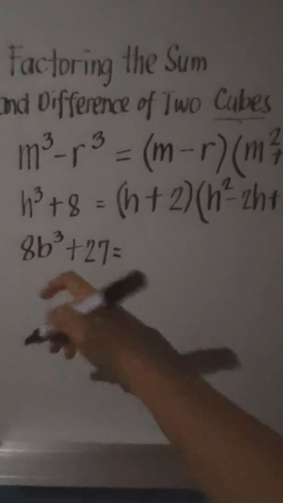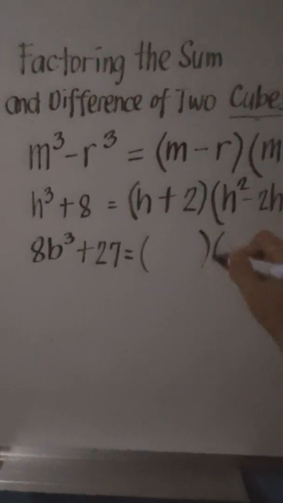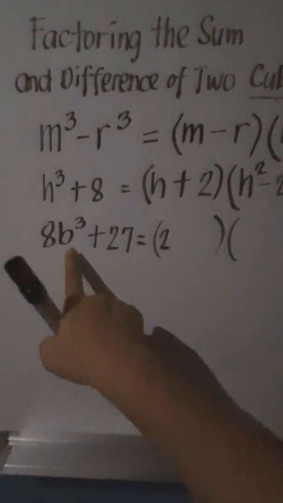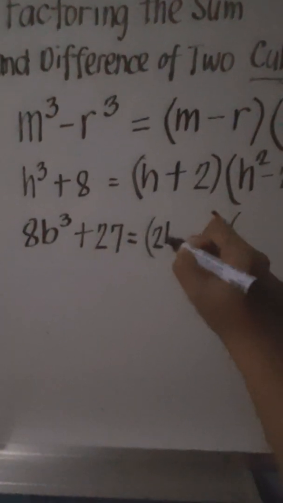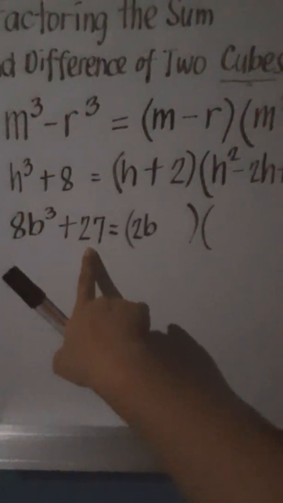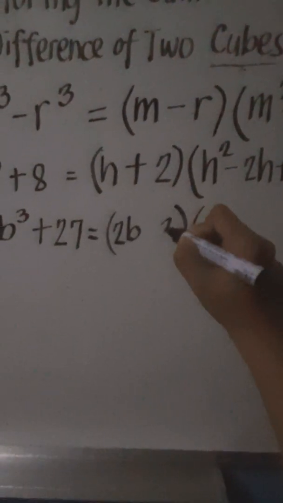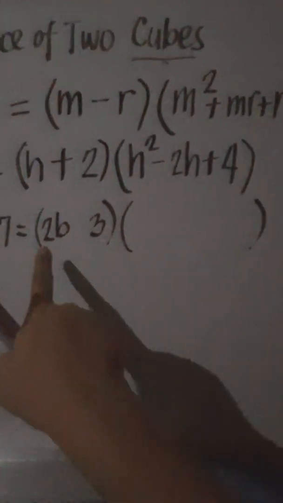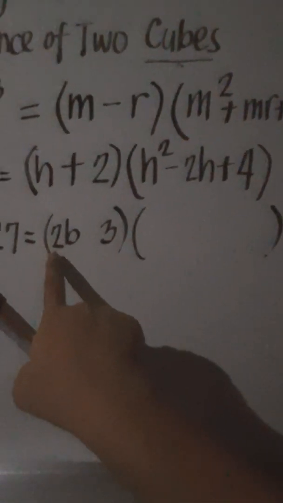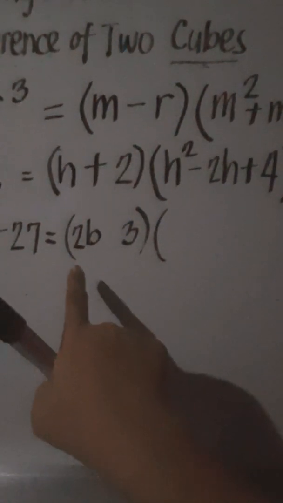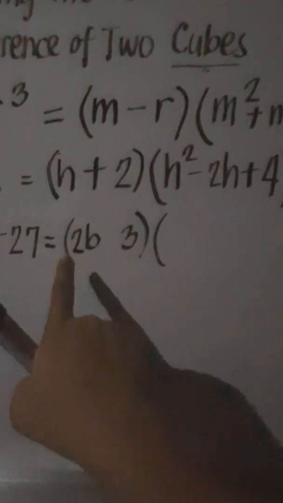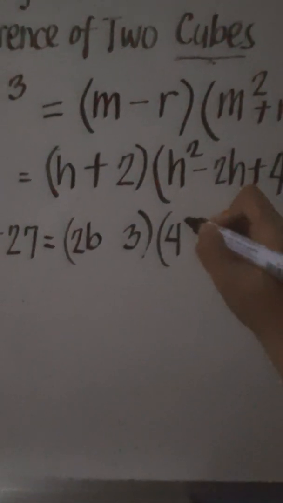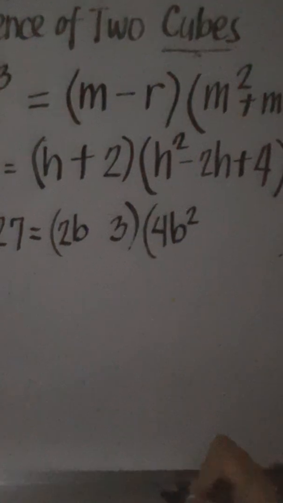So, what is the cube root of 8b cube? Cube root of 8 is 2. Cube root of b cube is b. What is the cube root of 27? The cube root of 27 is 3. This time, para makuha na tong sunod na factors, ato ni siyang square. So, 2b squared, or kung may tag square, 2b times 2b. So, 2 times 2, kuha kag 4. b times b, that is b squared.